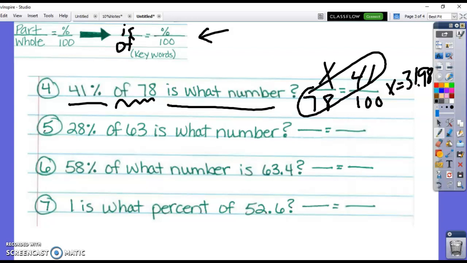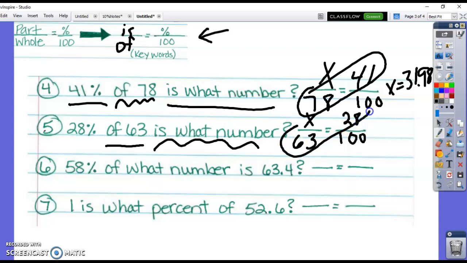Okay, stop the video if you're not done yet and finish it. Okay, so 28% of 63, so 63 goes on the bottom. Is what number? I don't know. Put an X. So 63 times 28 is 1,764. So make sure you multiply those two things. And I'm going to divide by 100, and I get X equals 17.64. Since these are not percents, I'm not going to put a label on them.